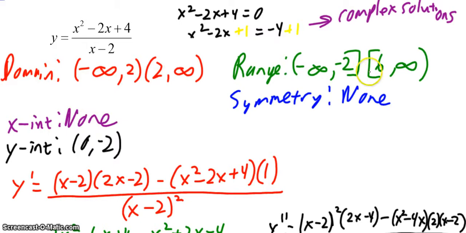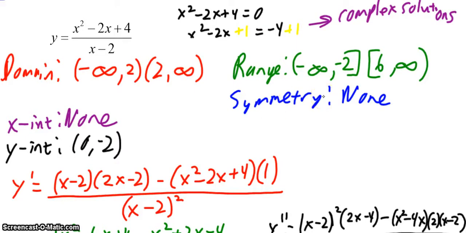The range. So the range, although it is at the top of the page, we're not going to be able to get the range until we figure out the maximums and minimums. The range comes out to be negative infinity to -2 with a bracket on the -2, and then 6 to infinity with a bracket on the 6. And those, the -2 and the positive 6, those are y values of the maximum and minimums.